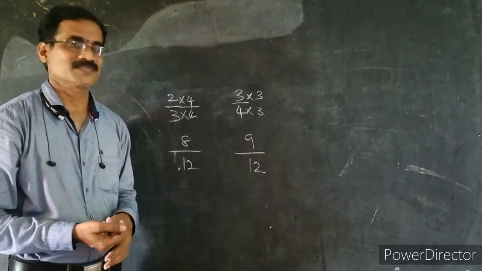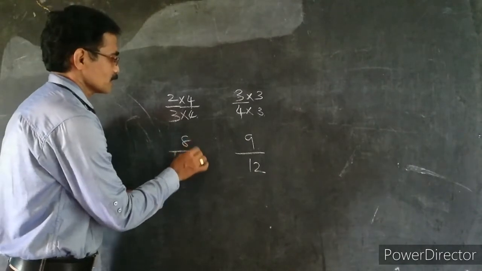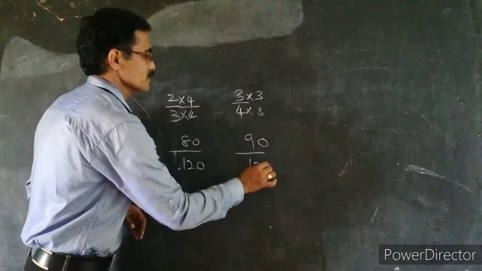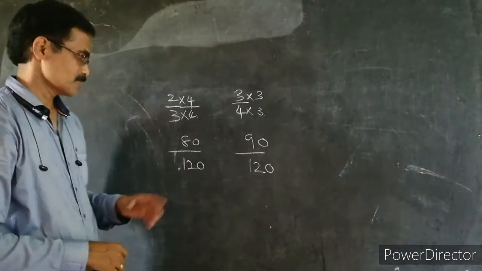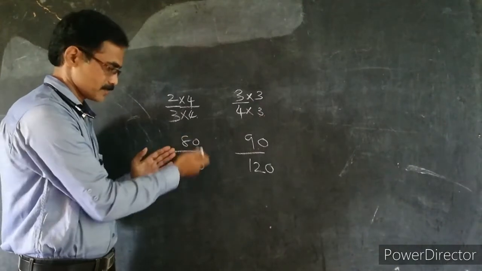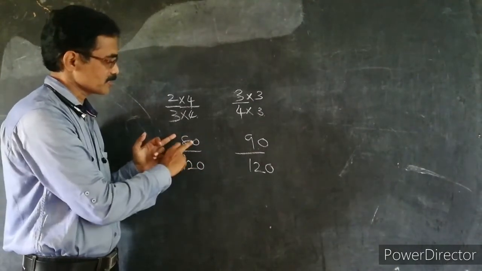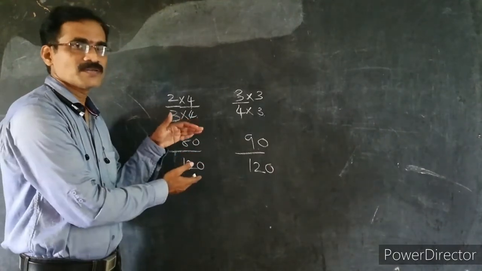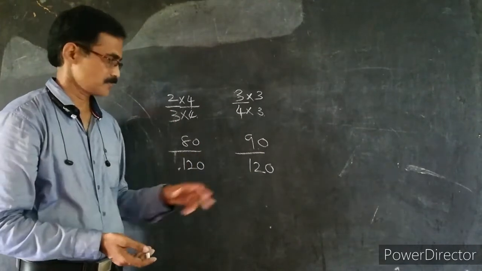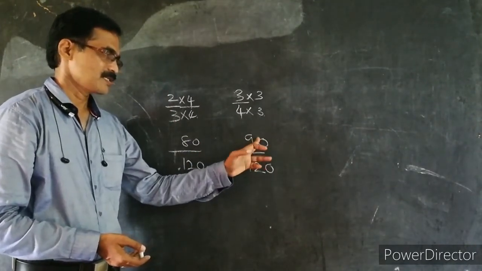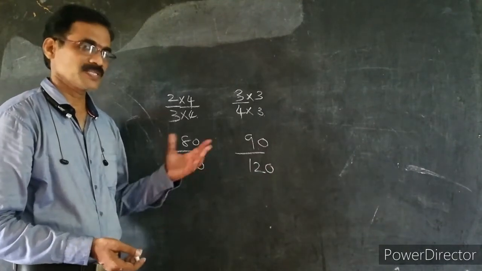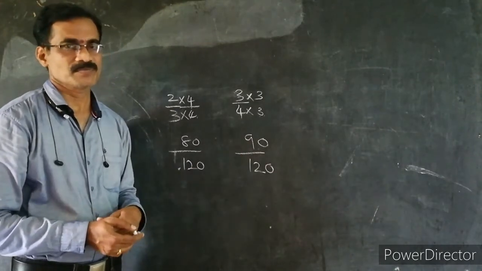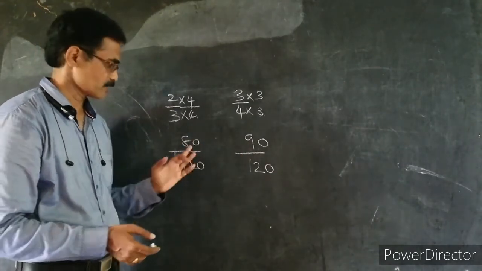But how can we insert? Now you take 80 by 120 and 90 by 120, multiplying the numerator and denominator by 10. If you multiply with the same number, the value of the fraction will not change, you know that. Here also you multiply with 10 and 10. Whatever number you take, you can multiply with 5 also, with 6 also, but 10 is easy, that's why I have taken it.